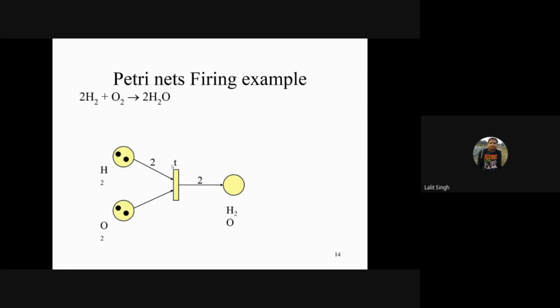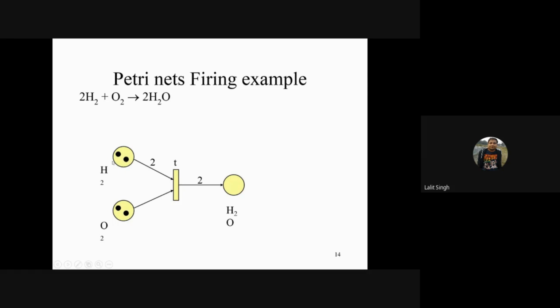And when a transition is in enabled condition, it fires. And when it fires, the movement of the tokens from all the input places to the output places occurs. But how many tokens will be moved out from the input places and how many will be deposited to the output place will depend again on the weight of the respective arcs. So here, you can see the weight of the arc connecting the hydrogen place and transition T is 2, and oxygen place and transition is 1.